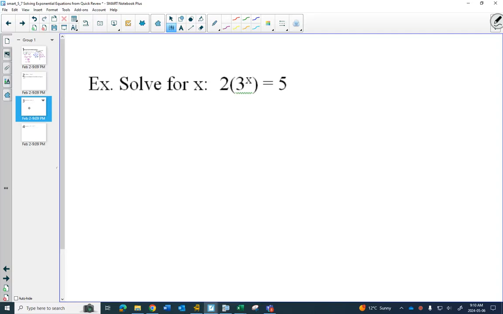So, next one. We've got a little bit more stuff to work with. And you can do this in one of 2 ways. I'll first do it exactly the same as I did it, well, I think if I remember correctly, I did it in the notes that you had on Thursday. If you took the log of both sides.